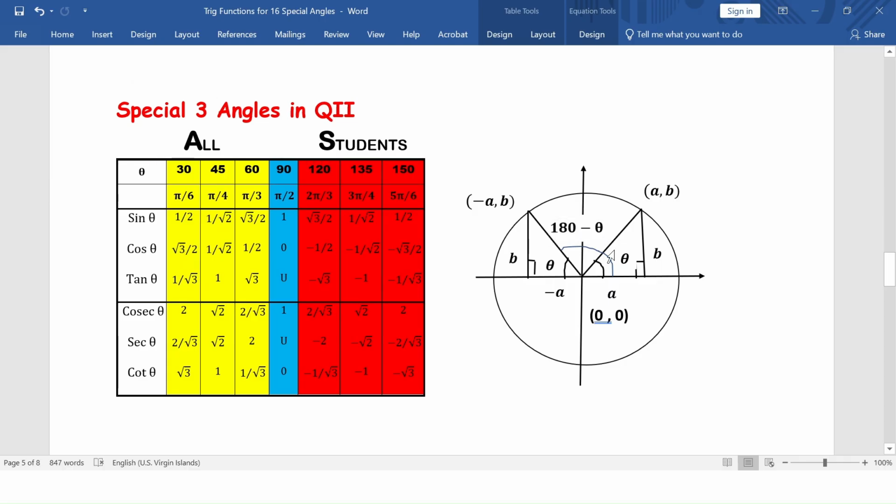minus theta. So whatever angle you have in quadrant 1, this principle is not only working for these special angles. This principle is working for any angle in the world, as long as it is in quadrant number 1. Say 2 degrees, then just subtract it from 180, which is 178, and the sum must be 180.